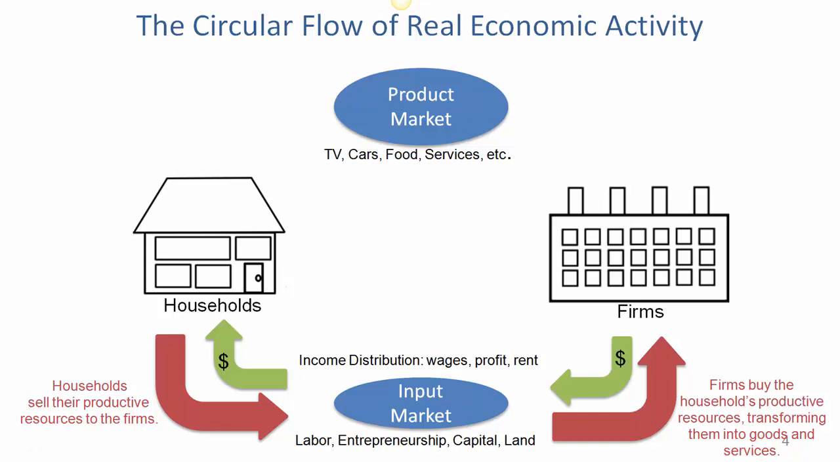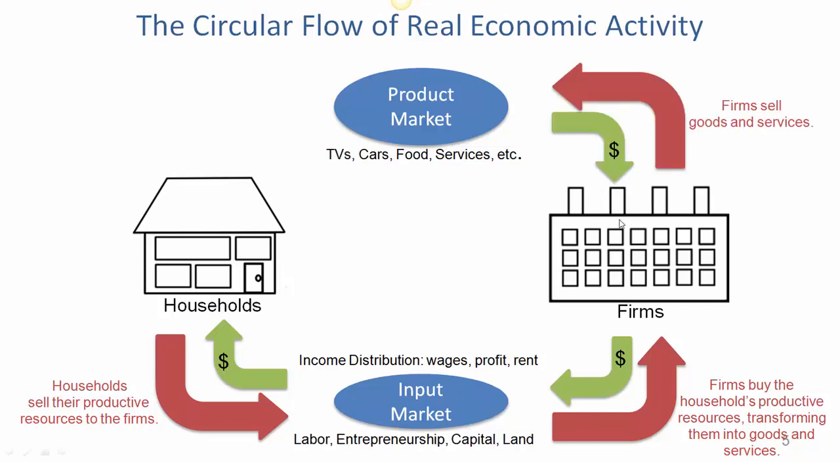Now, again, in this slide, firms sell goods and services. Firms sell goods and services in the product market. In their role of decision maker, the entrepreneur decides what goods will be produced and sold and for what price. Depending upon demand for the products offered, the firm receives compensation for those goods and services from the household in their role as a consumer.